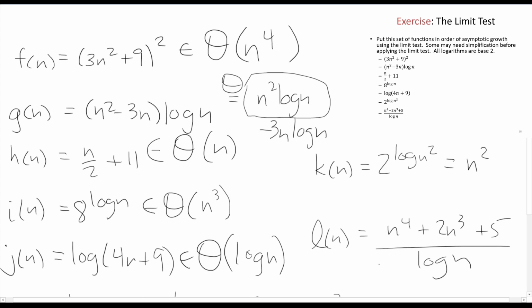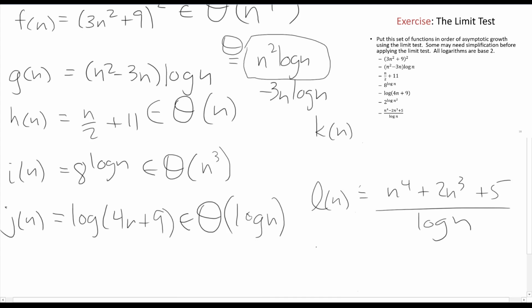And then the last one here is also a little bit messy, a little bit tangled, but not too much effort allows us to see that this last one is going to be in big theta of n to the 4 all over log n.